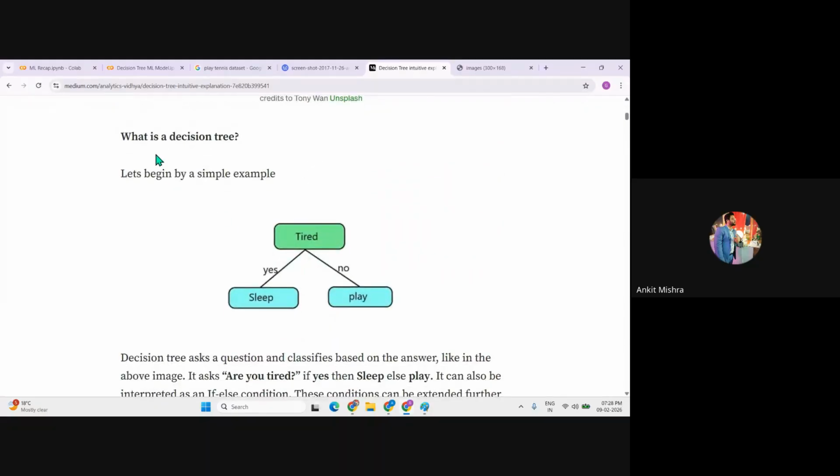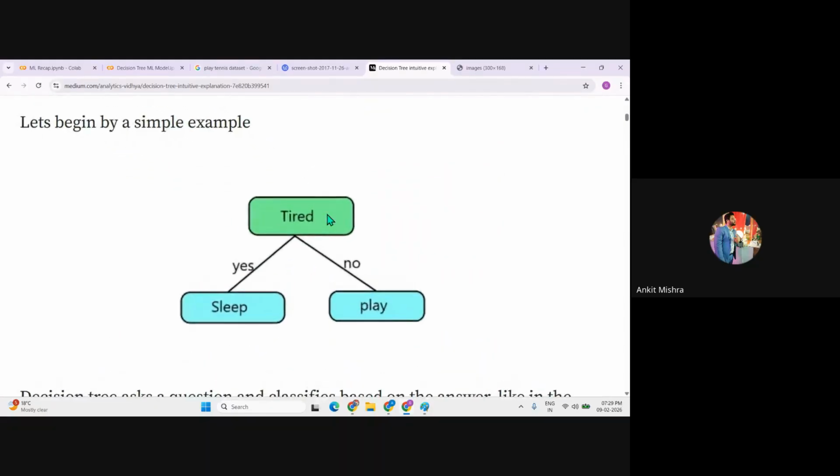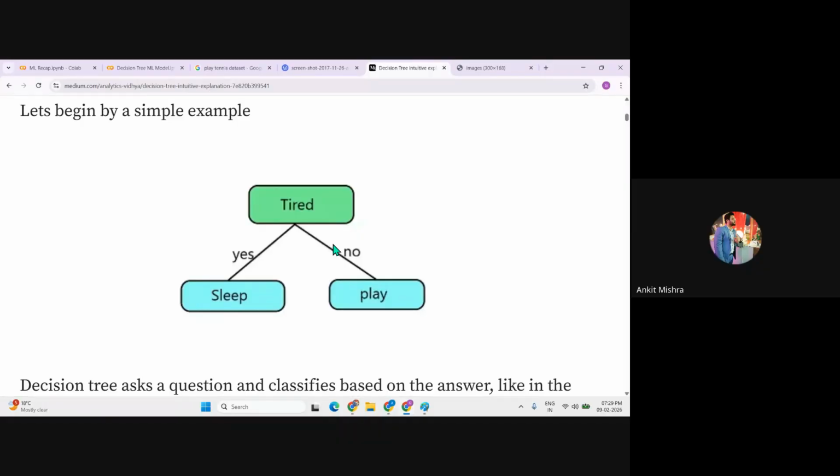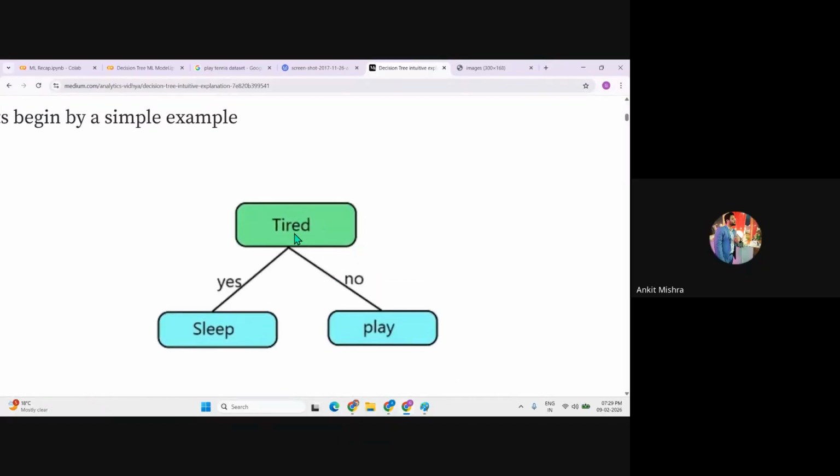Now, again, we are starting with the decision tree. Let's take an example. Suppose I'm asking a simple question, guys: are you tired? If the answer is yes, then I'll say go and sleep. If the answer is no, then I can say, okay, you can play. So this is a very basic decision node.